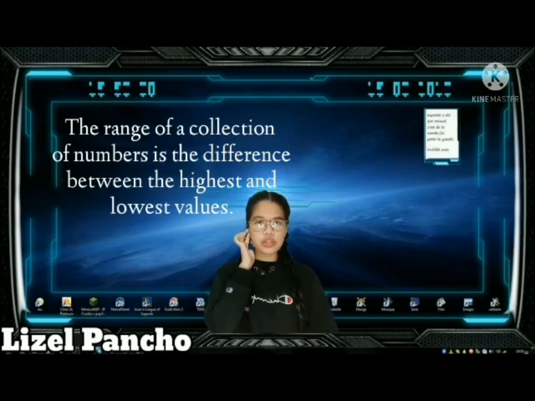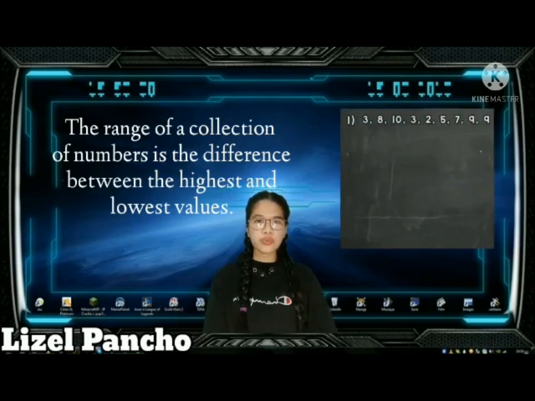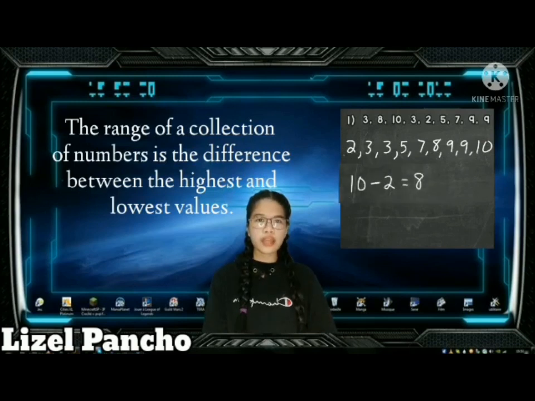And as I go through this mission of discovery, a simple example for the people to easily understand what is range. The set of numbers 3, 8, 10, 3, 2, 5, 7, 9, 9. Let's put it in order from the lowest to the highest. That would be 2, 3, 3, 5, 7, 8, 9, 9, 10. Now that we are ready to calculate it, we just have to find the highest and lowest value. That would be 10 and 2, and we just subtract them and we get 8, and that would be the range.